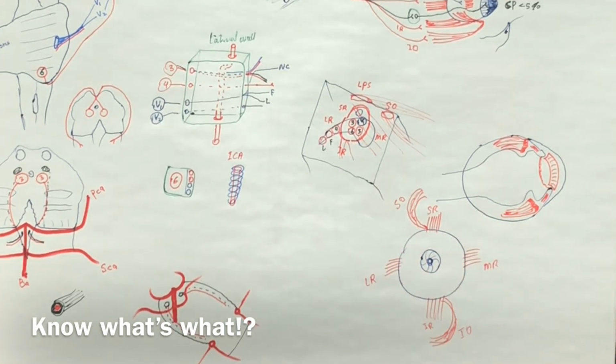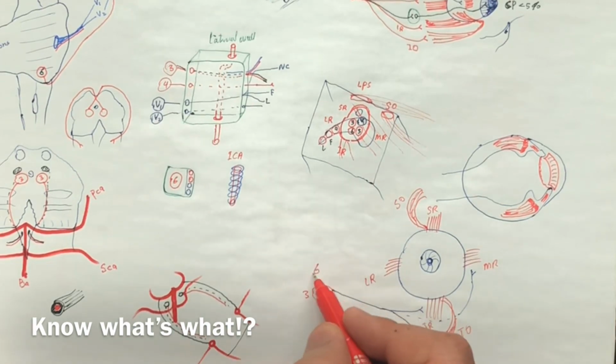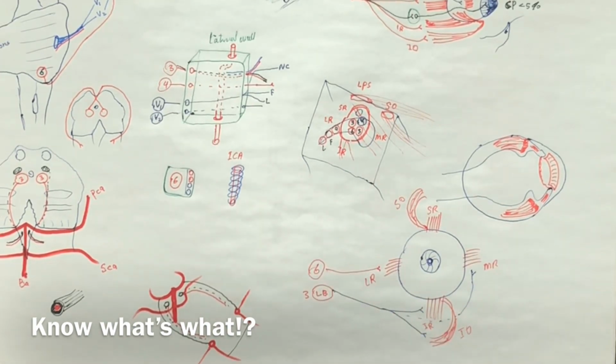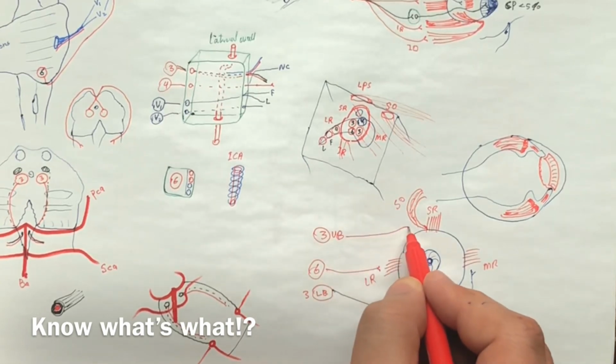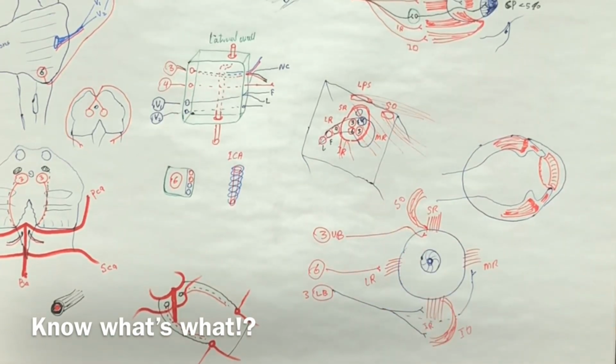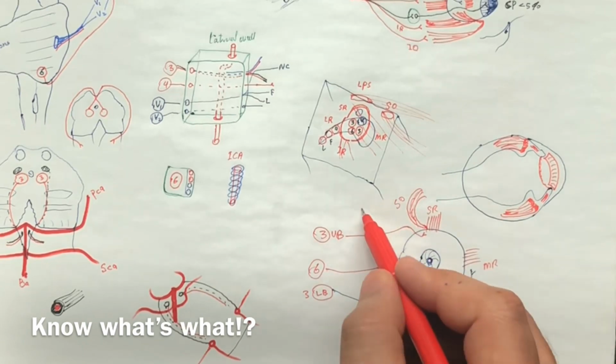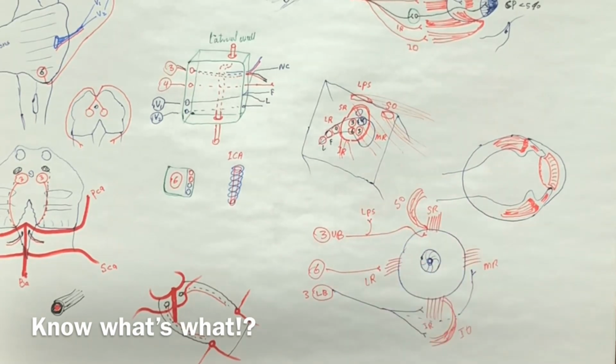Okay, so the third cranial nerve, the lower branch of the third cranial nerve, supplies the inferior rectus, the inferior oblique and the medial rectus. So here is the sixth cranial nerve supplying the lateral rectus. And here is the third cranial nerve, upper branch, supplying the superior rectus as well as the levator palpebrae superioris with the sympathetic branch as well.